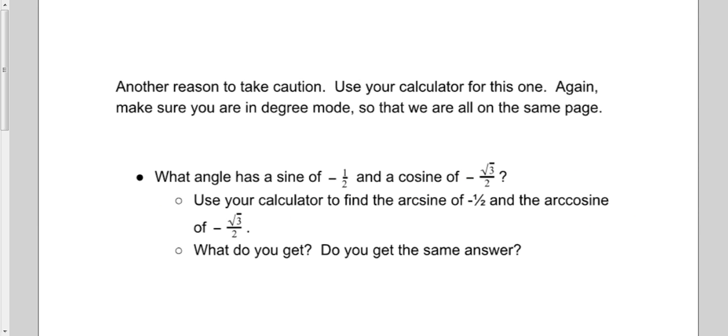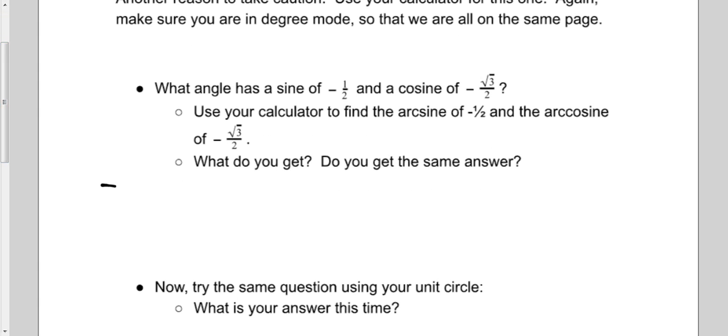Another reason to take caution. Let's use our calculators once again, in degree mode. What angle has a sine of -1/2 and a cosine of -√3/2? So here's my suggestion. Let's do arc sine of -1/2. And what do I get? -30 degrees.